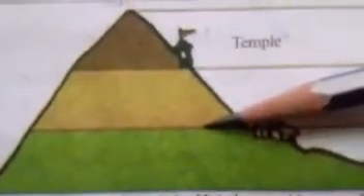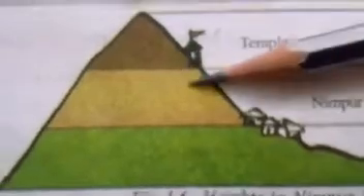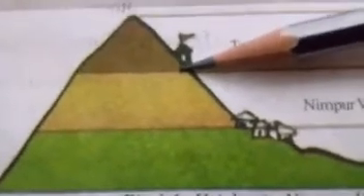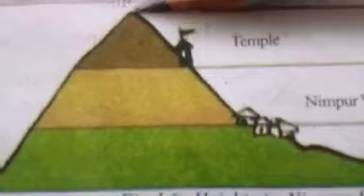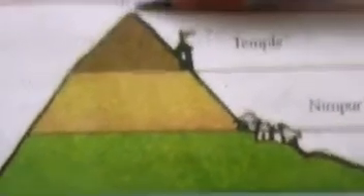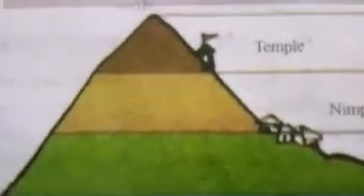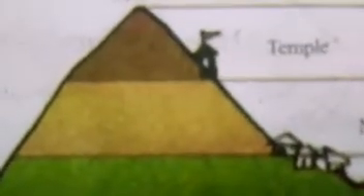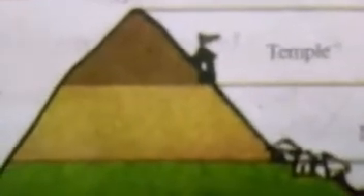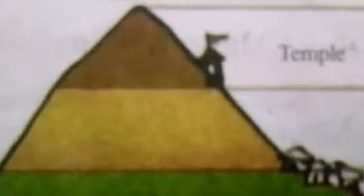Means up to here, 50 meters. Up to here, 100 meters. Up to here, 150 meters. From where? From the sea level. The height of a place is usually measured from sea level. There is a reason for that.